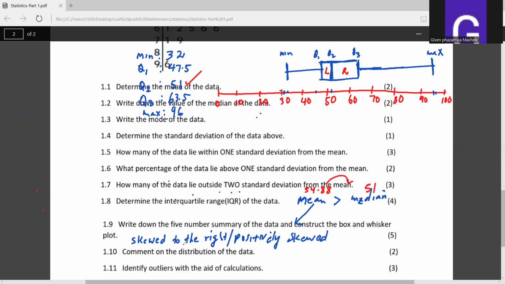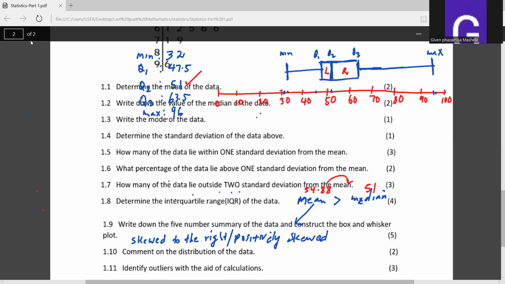Right, the last question says, identify outliers with the aid of calculation.